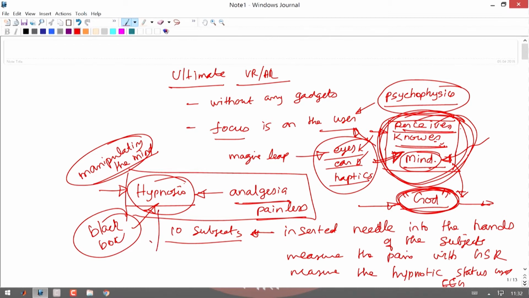So, we have extended this analgesia effect of hypnosis even to render forces. If I hypnotize a subject and tell them that there is a particular virtual object, then they could feel the real forces in their hands. Okay.